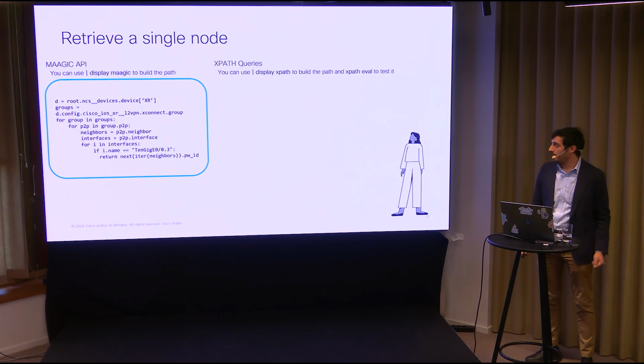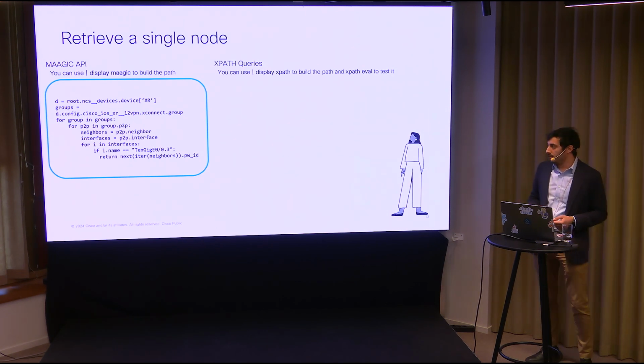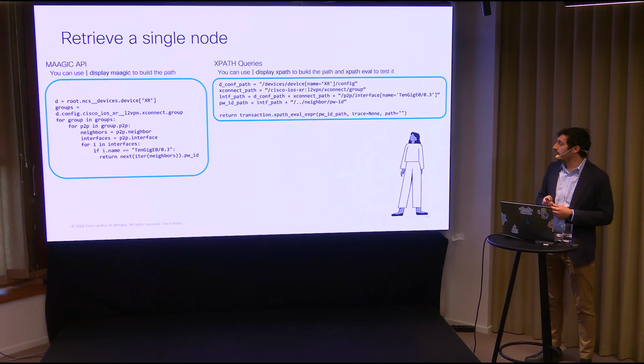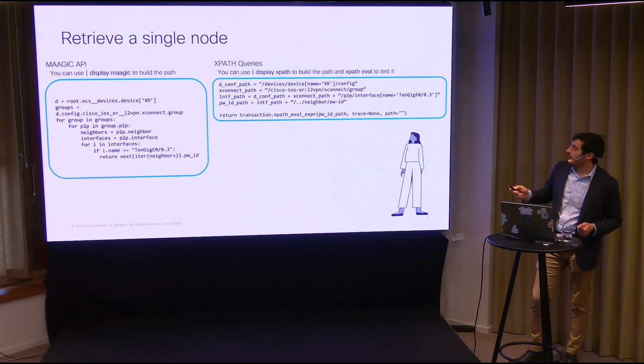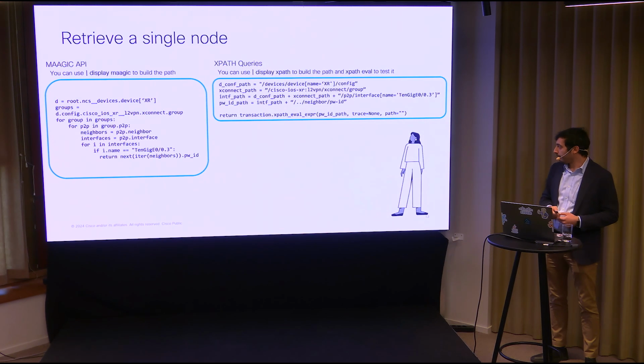We saw the function written with the Maagic API. Using an xpath query, you can use display xpath to see the xpath format of the pseudo-wire ID we saw earlier using display maagic, and xpath eval to understand if your path is correct or not, to try it out on the CLI. And she ended up with this function here. For space reasons, this one is split in pieces, but you can write it as a unique string. And it's, as we saw, l2vpn, xconnect, group, point-to-point, interface, the name of my interface, which is 10GigE 0/0/0.3. Then we step up one level and we go under the neighbor and the pseudo-wire ID.